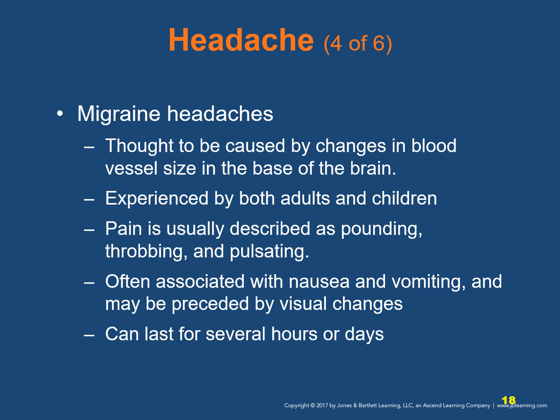Migraine headaches are thought to be caused by changes in the blood vessel size in the base of the brain. Both adults and children can experience migraines. Women are 3 times more likely to have headaches compared to men. The pain is usually described as pounding, throbbing, and pulsing. Migraines are often associated with nausea and vomiting and may be preceded by visual warning signs such as flashing lights or partial vision loss. Migraine headaches can last for several hours to several days.